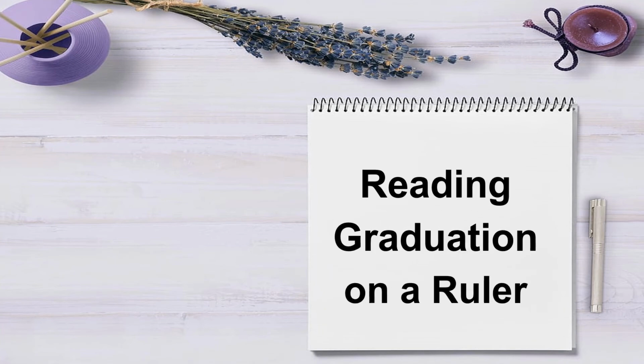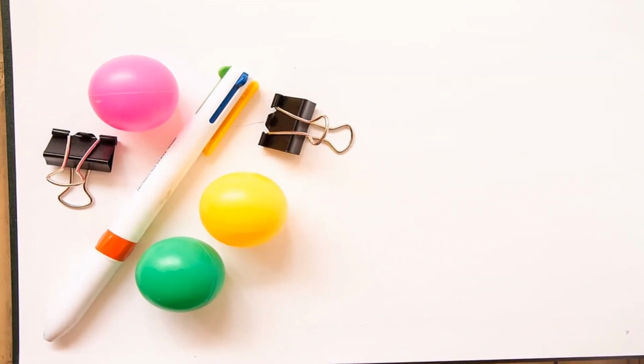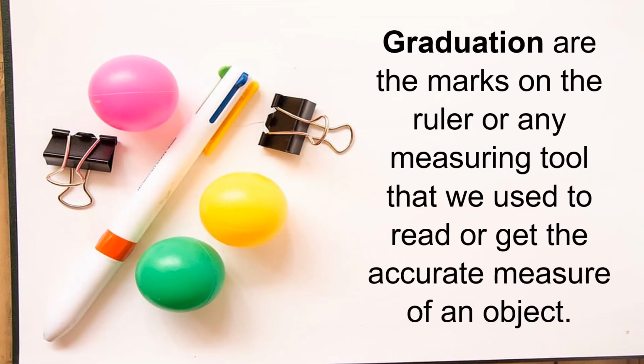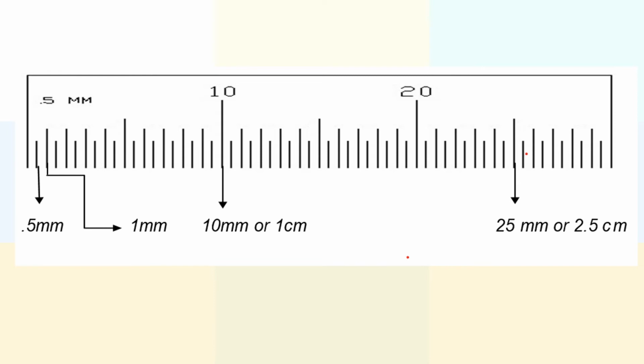Now, let's move on with reading the graduation on a ruler. Graduations are the marks on the ruler or any measuring tool that we use to read or get the accurate measure of an object. For the graduations in millimeter or in centimeter, the graduations show that every digit is 0.5 millimeter.